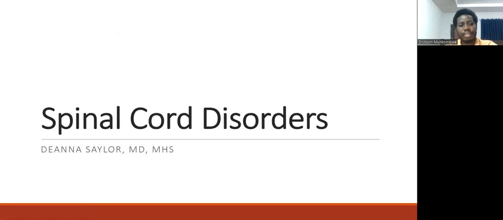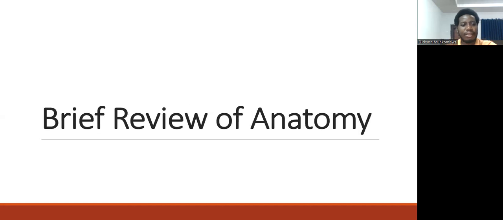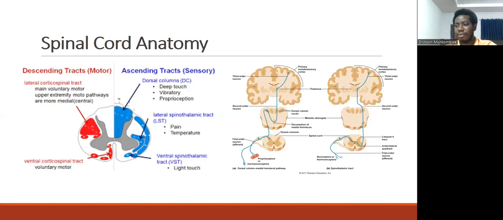Now we delve into the next part of our presentation, that's spinal cord disorders. And as you see, it's adapted from Professor Diana Sila's presentation. So we'll start off with a review of the anatomy. So what you're seeing here is basically a schema of the different tracts that are in the spinal cord. So on top is the posterior segment, and below is the anterior part of the spinal cord.